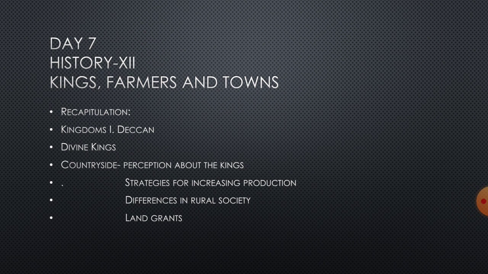We will continue Theme 2, Kings, Farmers and Towns, of our history textbook Themes in Indian History. In my previous lesson, I discussed the new notion of kingship that had developed from the 2nd century BCE. We saw the new dynasties establishing power in the Deccan and the western regions. We also studied the ways in which these new kings claimed social status.